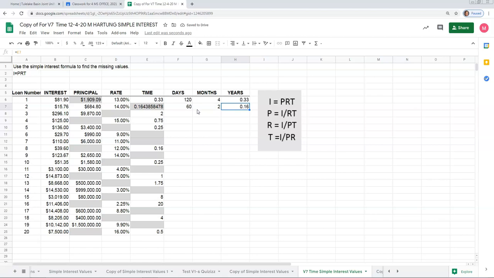So go ahead and do the rest of these in a similar fashion. Click mark as done when you are finished. Those of you in the classroom, have you come by and take a look at it. And that will conclude Video 7, using the simple interest formula to calculate time and to convert time to days, months, and also express it in years.